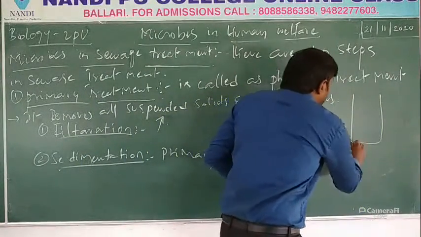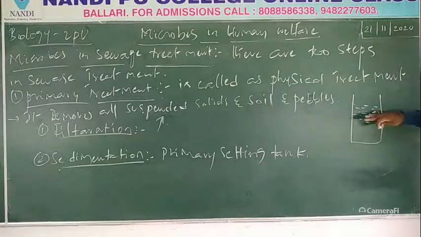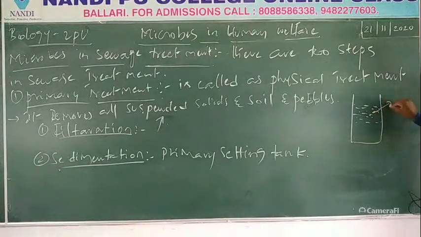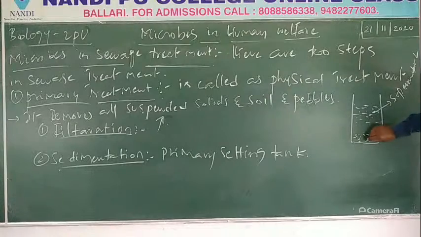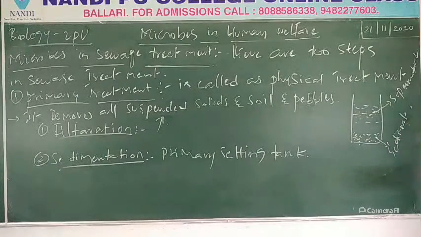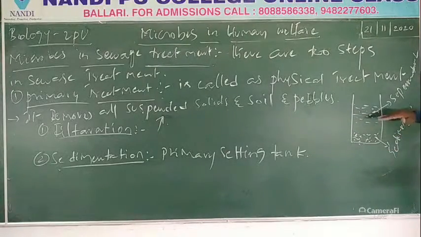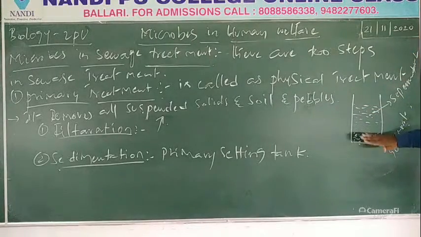Imagine it is the primary settling tank, children. In this primary settling tank, the organic matter along with the water will be at the top. This layer is called the supernatant, and whatever dense particles like soil as well as pebbles, this is called the sediment. This is called the sediment. So in the sedimentation process, due to the agitation system, all the organic matter will be at the top and the remaining soil and pebbles will be sedimented at the bottom.